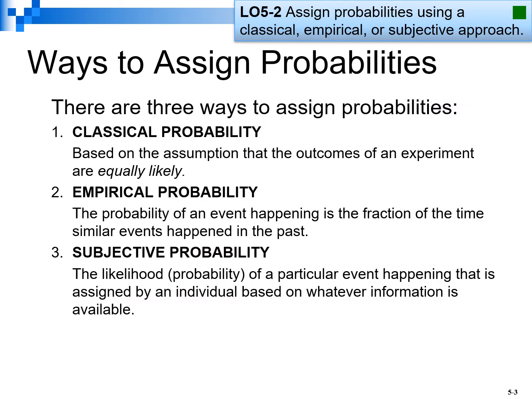Okay, so here they talk about different ways to assign probabilities. You've got what's called the classical method, which is equally likely. You've got the empirical approach, which I like to refer to as the relative frequency approach. I like to use that rather than saying empirical, because later on we do talk about empirical rules, and that's a little bit different from this. And then the last one, obviously, is what they call subjective probability.